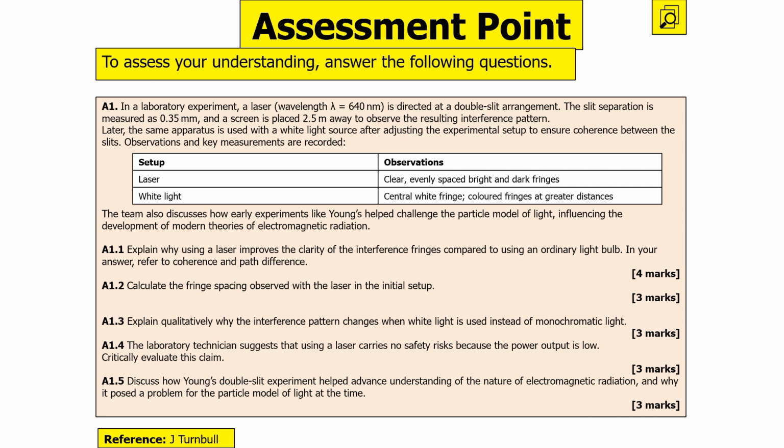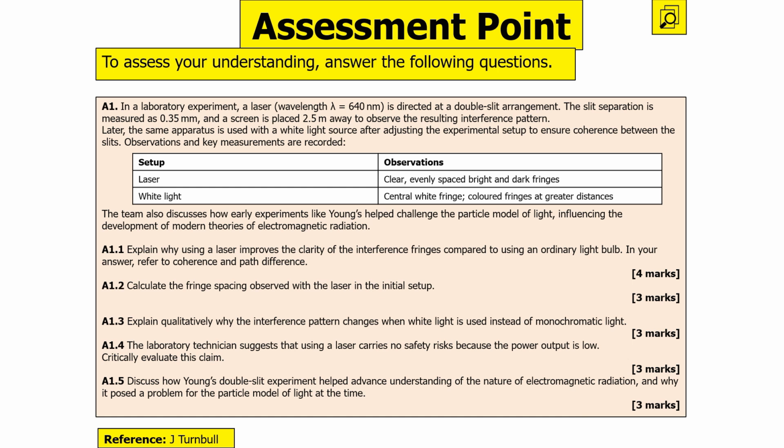The team also discussed how early experiments like Young's helped challenge the particle model of light, influence the development of the modern theories of electromagnetic radiation, explain why using a laser improves the clarity of the interference fringes compared to using an ordinary light bulb. In your answer, refer to coherence and path difference. Calculate the fringe spacing observed with the laser in the initial setup. Explain qualitatively why the interference pattern changes when the white light is used instead of the monochromatic light.